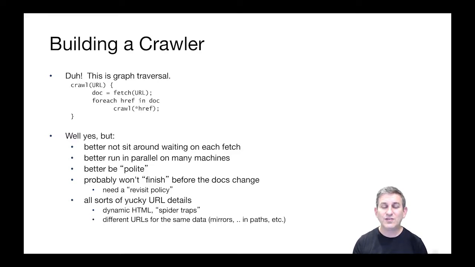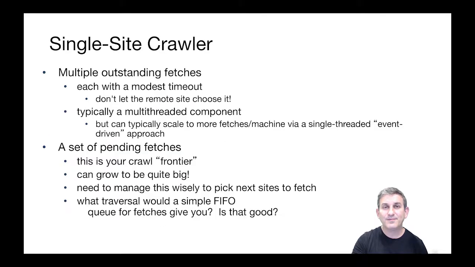And then finally, there's all sorts of yucky details about dealing with the actual details of URLs in the web, like dynamic HTML that's auto-generated, even adversarial auto-generated HTML that's trying to trap our crawler by creating interlinked pages that just go deeper and deeper dynamically for the crawler. Another issue with URLs on the web is that some of them are identical. There are mirrors of the same site, and we may not want to search all of those, or at least we may want to deprioritize some of them. So we'll go through some of these details over the next few slides.